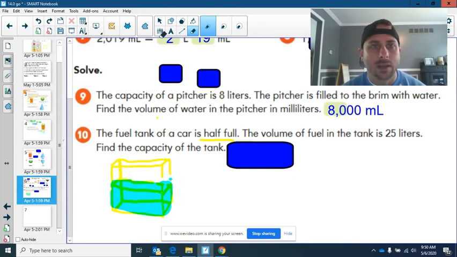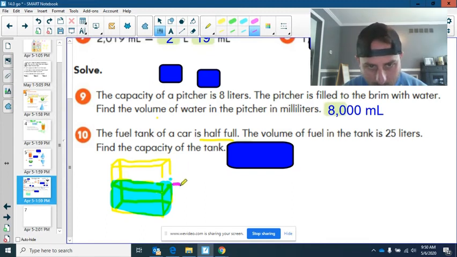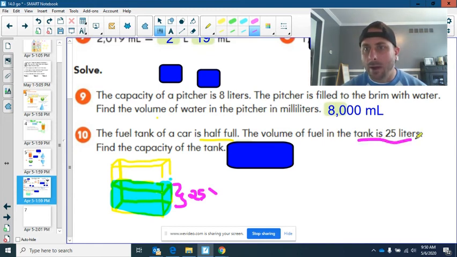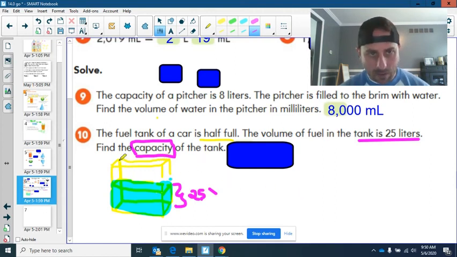The volume of the tank is 25 liters. So the next step, you might be wanting to label here, and you would do 25 L, 25 liters. And I would underline that. Show your teacher what you know. Find the capacity of the tank. So there's the key word there for capacity. There's your find. You want to find if this tank were completely full, what would be the capacity of the tank?